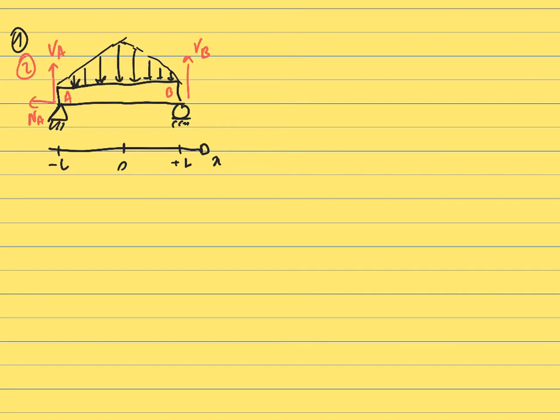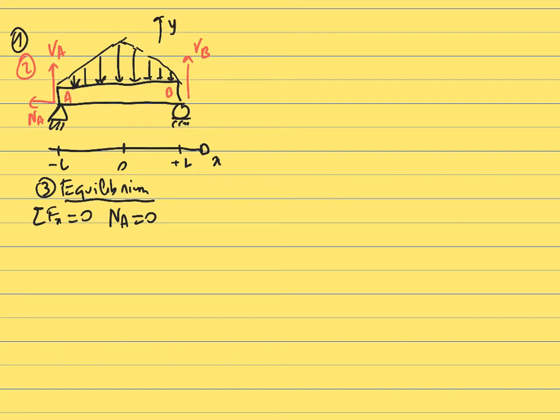Now we move to step 3. We are going to write the conditions of equilibrium. This beam has to be at equilibrium. So let's start with the fact that the sum of the forces along x is equal to 0. In this case, VA and VB have no projection on the x-axis. We have only NA on the x-axis. So we just find that NA is equal to 0.